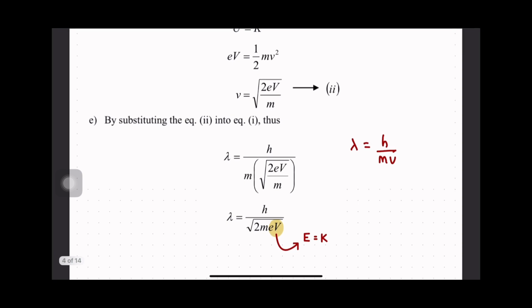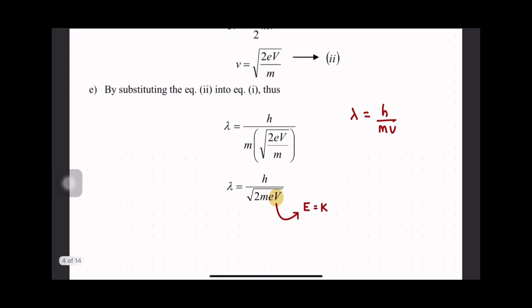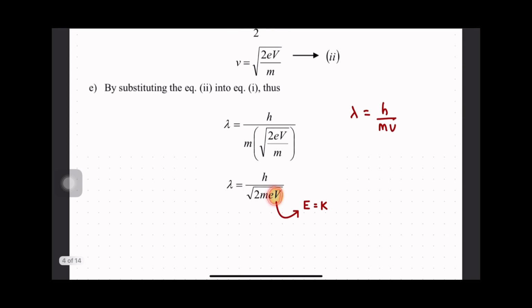Okay, so electric potential. Jadi dekat sini you kena hati-hati. Kalau you nak kira eV ni, you boleh ganti dengan E ataupun K lah. So you boleh tulis formula yang baru, lambda is equal to h over square root of 2mK. Kebanyakan kita guna energy dalam case ni adalah kinetic energy lah. Okay, so K di mana K is equal to eV. Okay, so jangan salah faham lah.